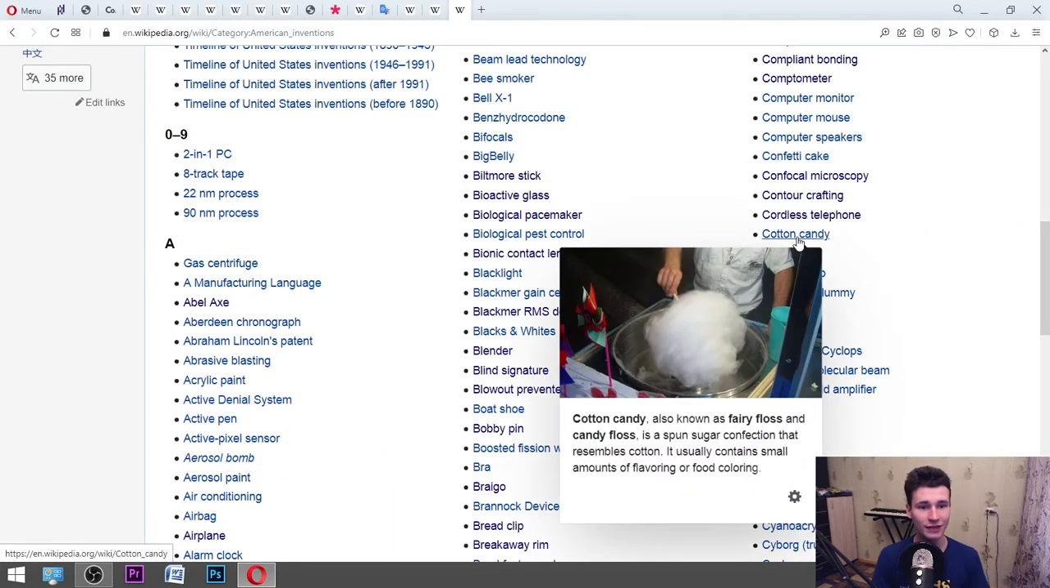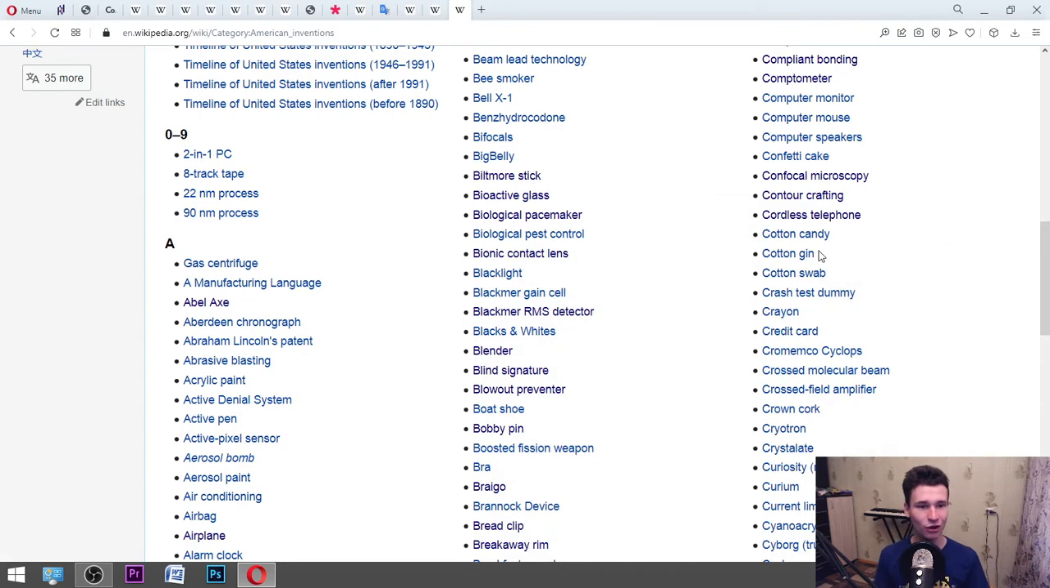We have cotton candy. Oh, cotton candy. You have it in your life, and actually right now I know what the name of it is. It is also known as fairy floss and candy floss. Yes, nice. We have also floss for our teeth, and here's the floss of it. It is a spun sugar confection that resembles cotton, and we have some process of creating it. It is actually the recipe, I mean, that specific device engineering is involved in this field.